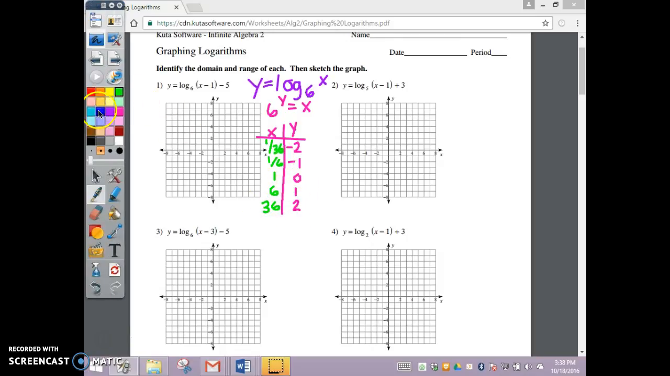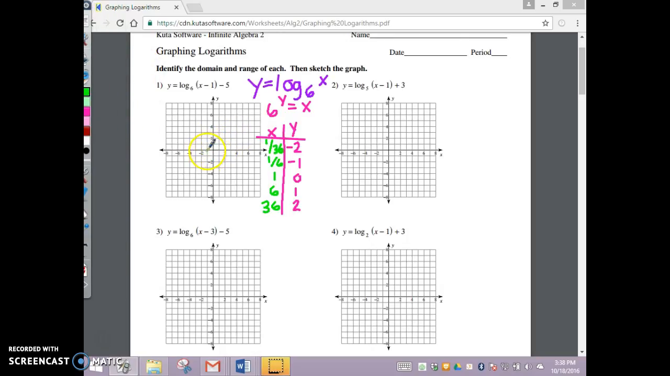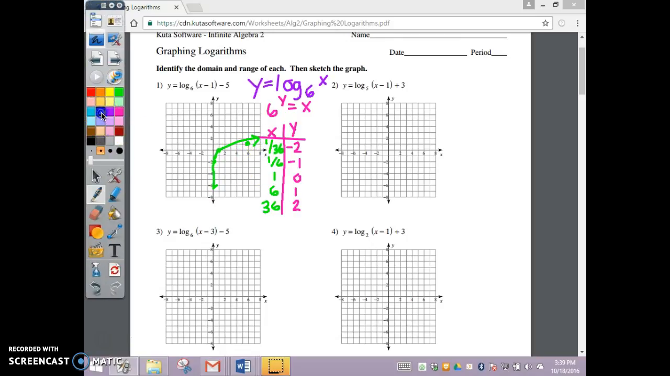Now, looking at my transformations, I'm going to graph the parent function first. So -2 in the y's is at 1/36. Very small. 1/6 is down at -1. There's my x-intercept, always with the parent function, 6, 1, and 36, 2. Obviously, I'm not going to get that on my graph. So there's my parent function. Now I'm going to do my transformation.